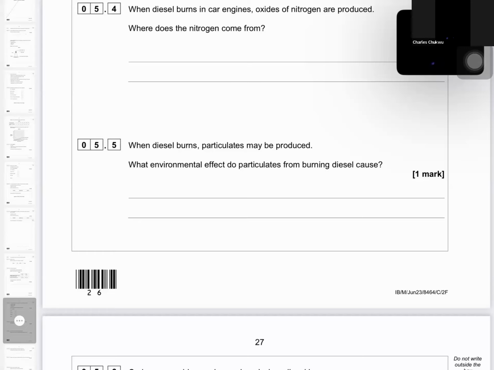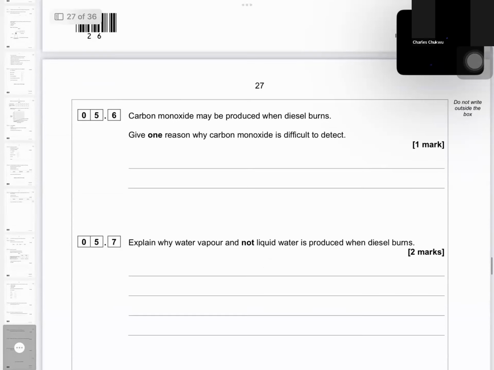Let's move on to the next question. Okay, this one is about carbon monoxide. It says carbon monoxide may be produced when the bonds. Okay, what does it now say? Give one reason why carbon monoxide is difficult.